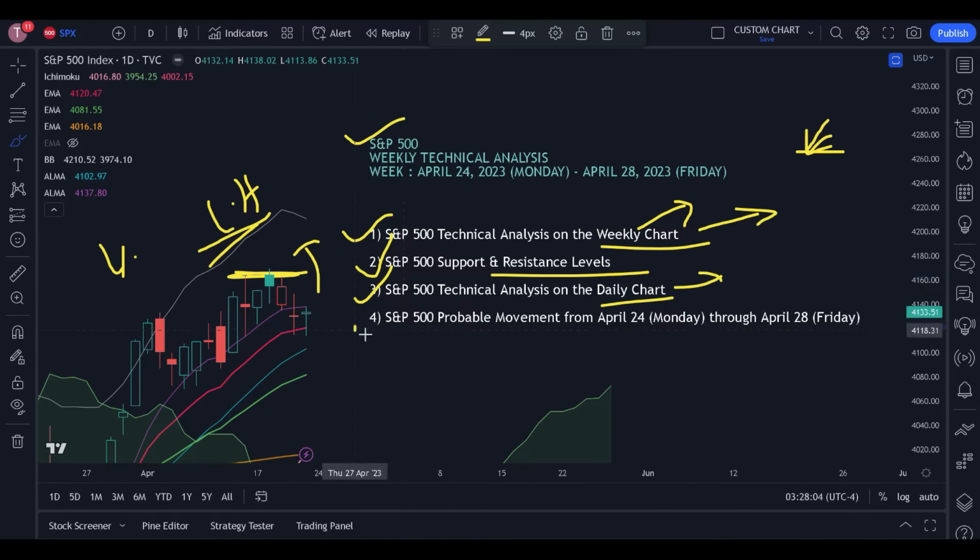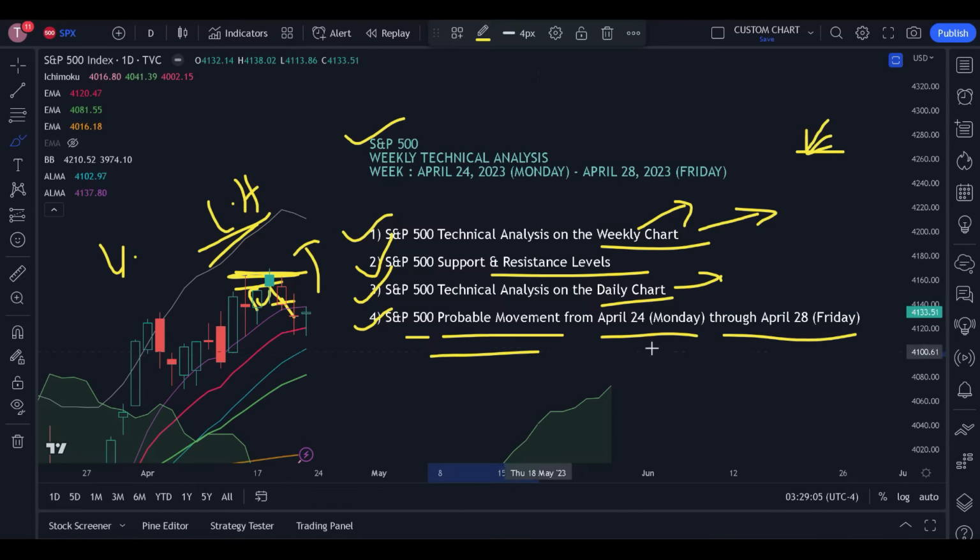Now comes the fourth and the final point of the agenda of this S&P 500 weekly technical analysis, and here I will discuss the probable movement of the S&P 500 from April 24th, which is Monday, through April 28th, that is Friday. Similarly, we will see what is going to happen in the S&P 500 and in the entire US stock market in the coming week, and how it is expected to behave.